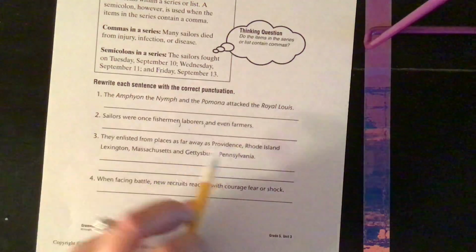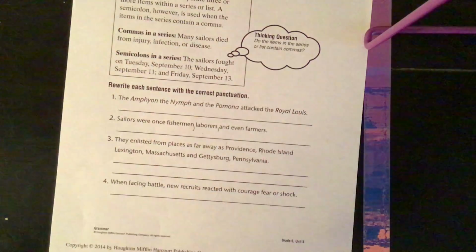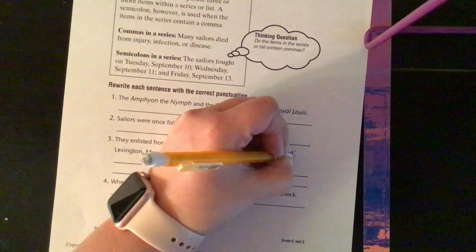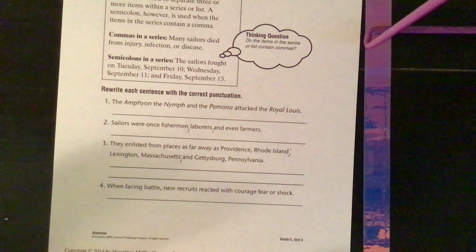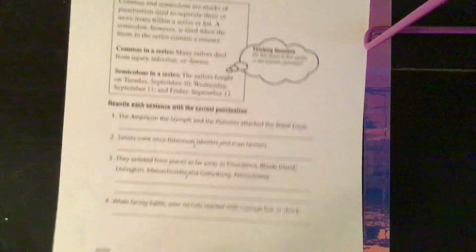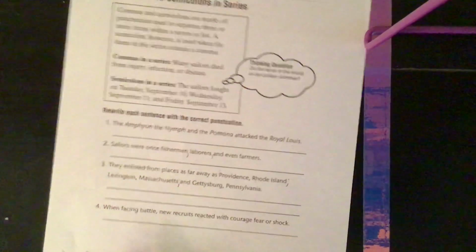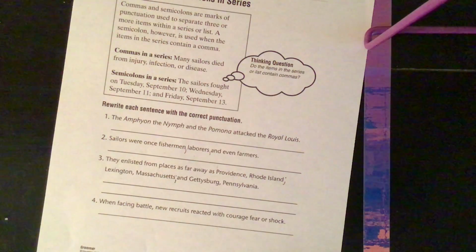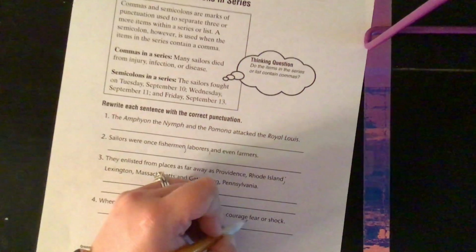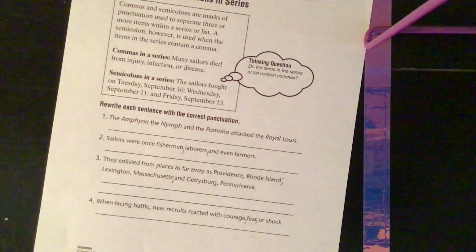So here we already have commas because we're separating the cities and states. So we use a semicolon to separate the city and state combo with that. And then, when facing battle, new recruits react with courage, fear, or shock. That's the example.